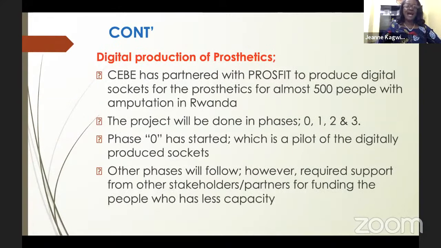The center has partnered with CrossFit to produce digital sockets for the prosthetics for almost 5 people with amputation in Rwanda. The project will be done in phases. We are still at phase 0, which is going to start very soon. And the other phases will follow. And we are inviting more partners so that we can improve the capacity, because it's still not at the level we would like it to be.